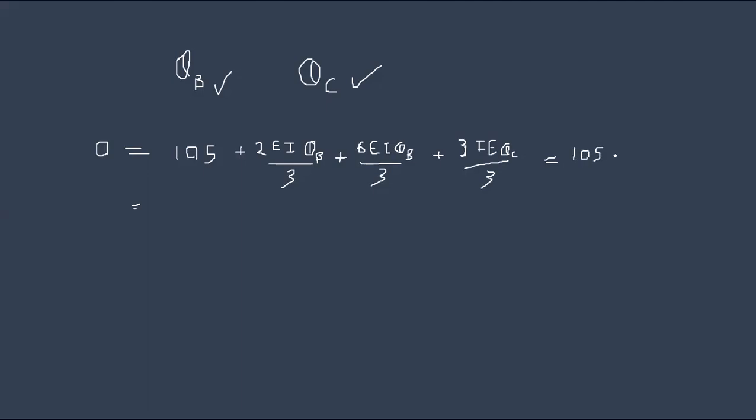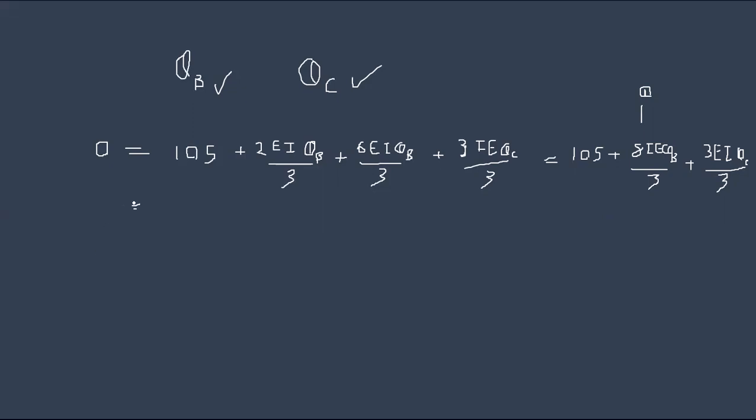So this will give you 105 plus 8 EI theta B over 3 plus, if you want, you can just simplify or not, EI theta C over 3. So this is our first equation, right? And it's equal to 0.